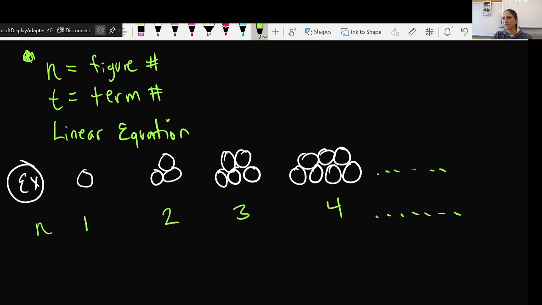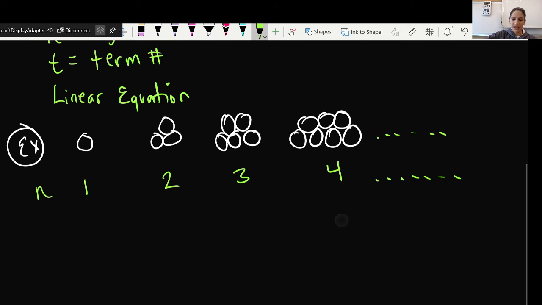If we drew the fifth one. Yeah, 5. So you see the relationship between the figure number and the number of circles at the bottom, right? So let's take a look at how a table of values would go for this.